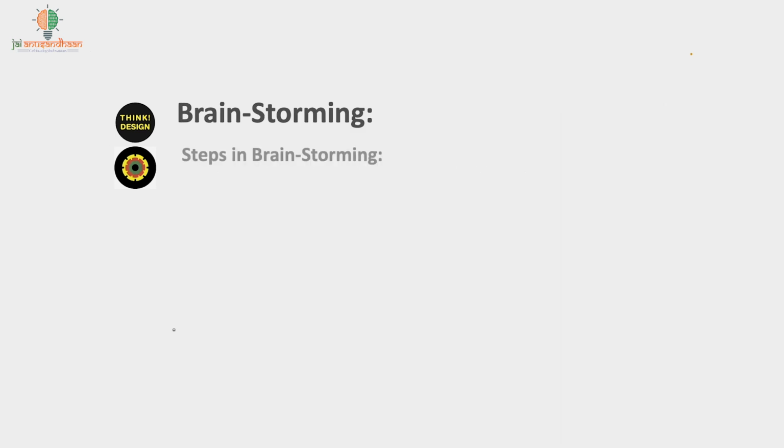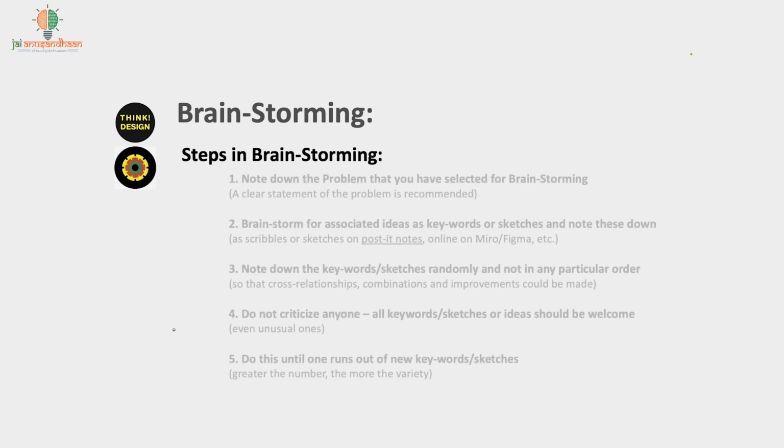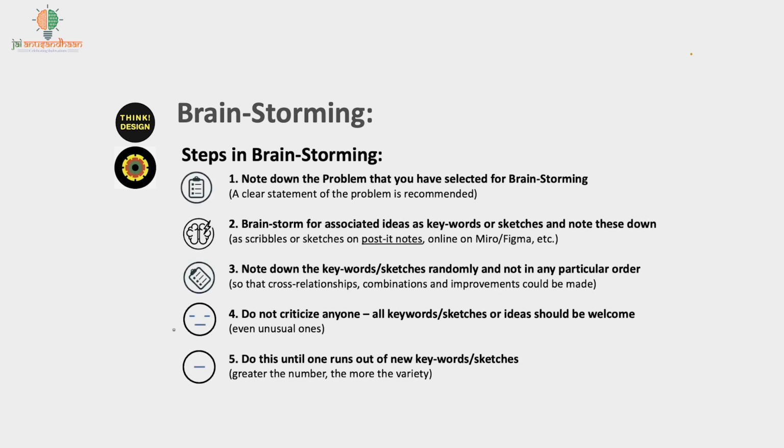Okay, so let's look at the steps in brainstorming. Note down the problem statement that you have selected for brainstorming. A clear statement of the problem is recommended, which we've done in week 8. Brainstorm for associated ideas as keywords or sketches. You can also sketch them. Note this down. You can do it as scribbles or sketches, or use post-it notes, or you can use online tools like Miro or Figma. Whatever is convenient, please make use of it.